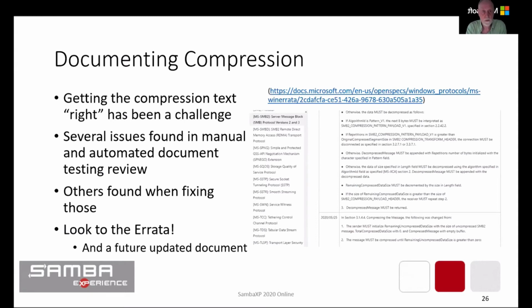Additionally, we found issues in the manual and automated document testing review. We went through this document with a fine-tooth comb, and a number of issues were raised, and we found issues while we were fixing the issues that were raised. We have done a lot of work that's visible in the errata. I really urge you to look at the errata and look at a future updated document. I just have a little screenshot here of it, but I wanted to share at least briefly.